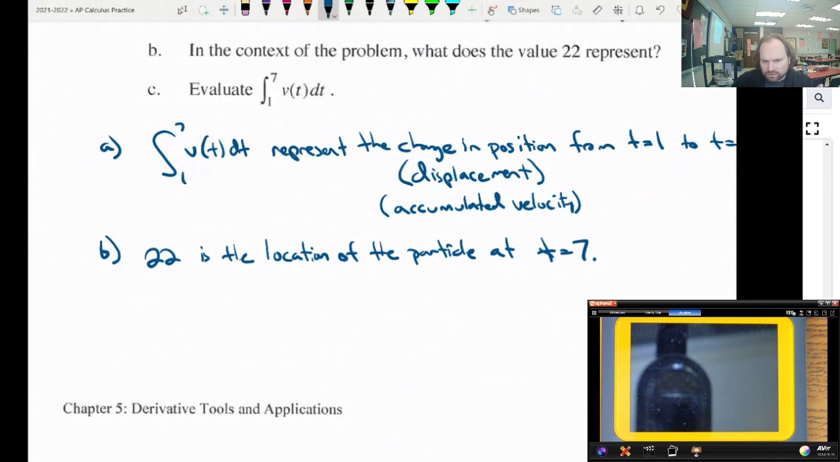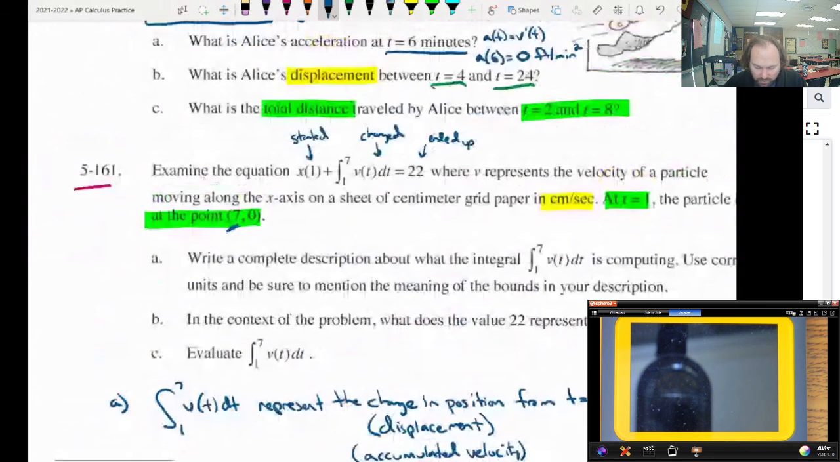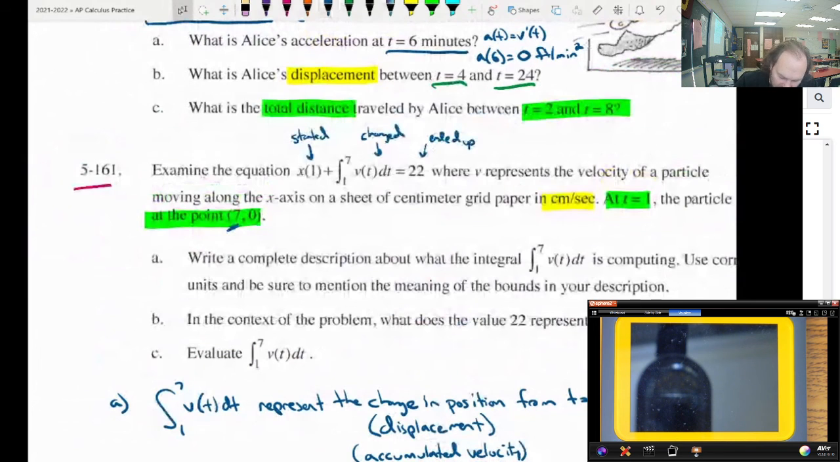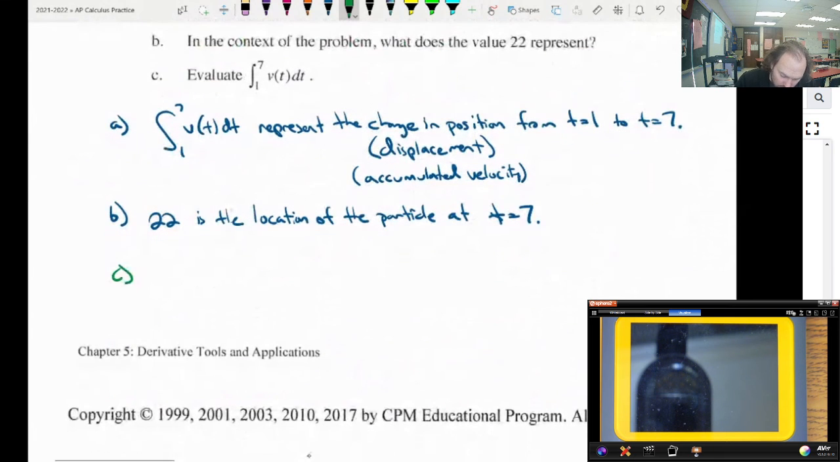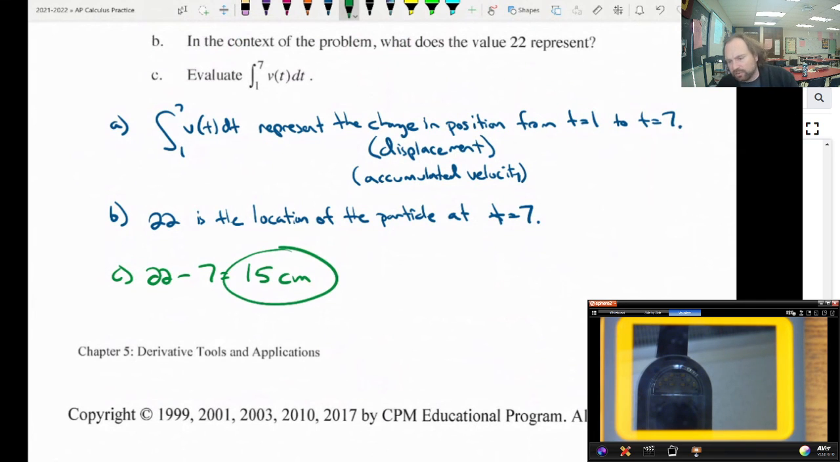Now, as far as question C goes, that's actually incredibly easy to evaluate. You might be looking at this problem and go, how could I possibly know that? But think about it like an algebra problem. We know the initial position is 7. We know there's an integral thing happening in there. But then the particle ends up at 22. So it has to travel by 15. 22 minus 7 is 15. And centimeters is the unit, because this is talking about centimeters per second.